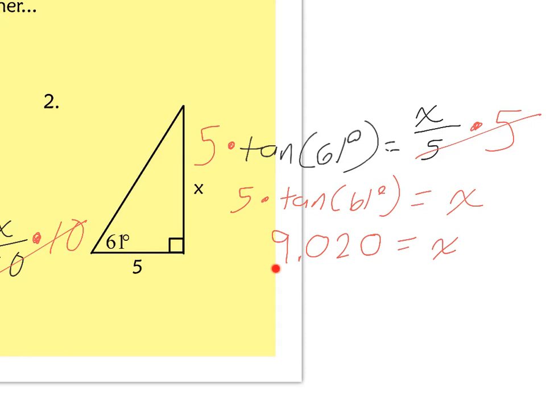If it didn't ask for the length, you could potentially leave it there. Most of the time, what you're going to be asked is to find this decimal, to go ahead and punch it in your calculator.